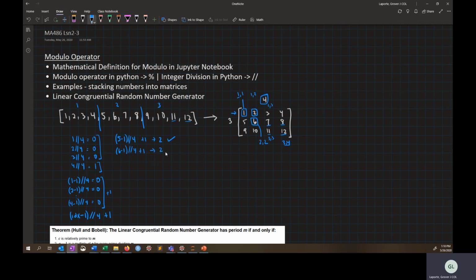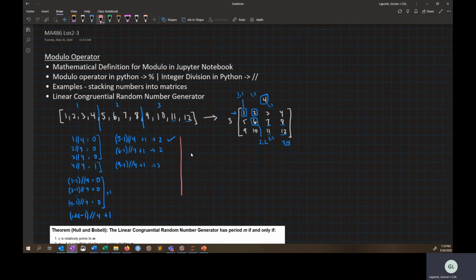And then, and so on and so forth, right? So what about 9? 9 minus 1 is 8. 8 div 4 plus 1. So that's 2 plus 1 would give us 3. So it looks like it's working. And we'll implement it in code here in a few minutes in order to make sure that it does what we suspect it would do.